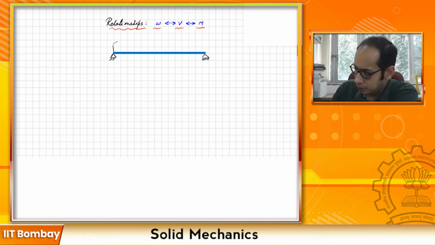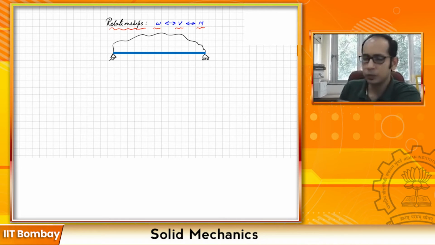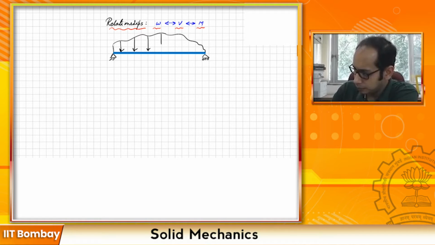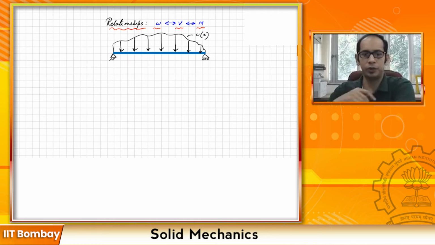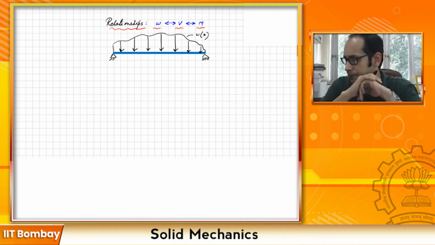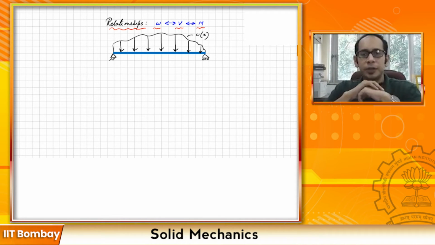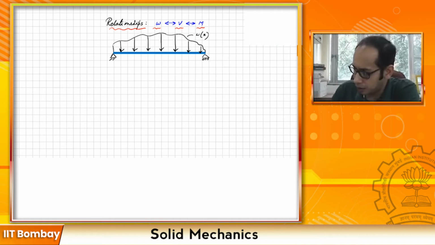like this, where this entire load you are having, and let this be a general function w of x over here. This is the distributed load that we have. Now for this particular beam, let's mark the different ends of the beam. You have A over here, you have B over here.